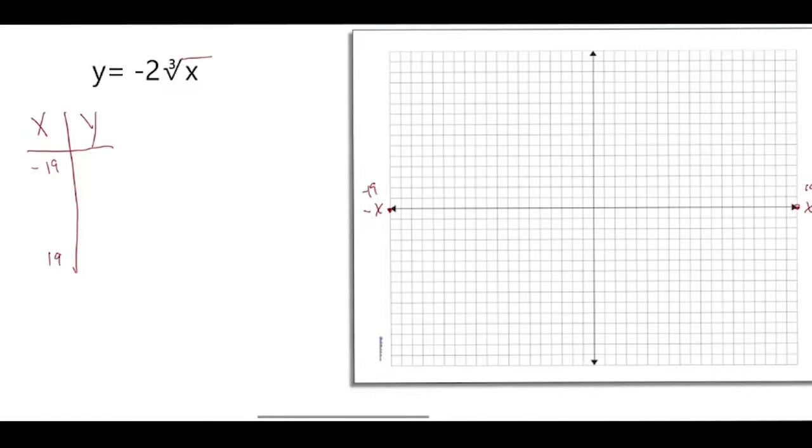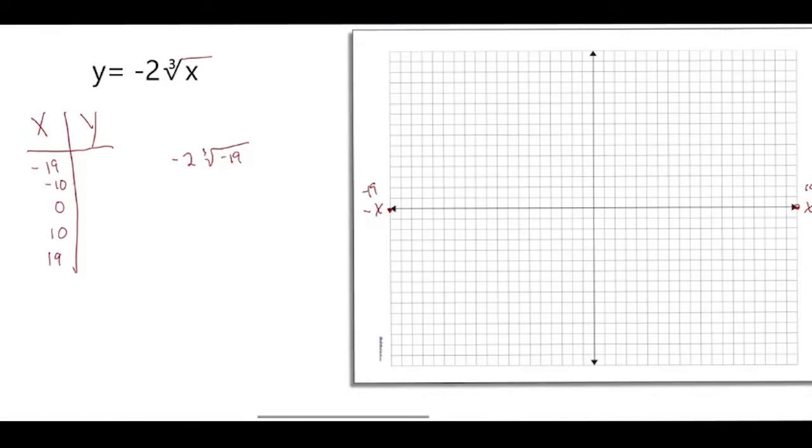Okay. And then right in the middle, I recommend always doing 0. Something that I'm going to put in the middle, like let's just do the middle of those two numbers, which will be -10 and 10, right? So let's pick those. So the way I'm going to do this is I'm going to use a calculator. Okay. So I'm going to punch in -2 times the cube root of -19.